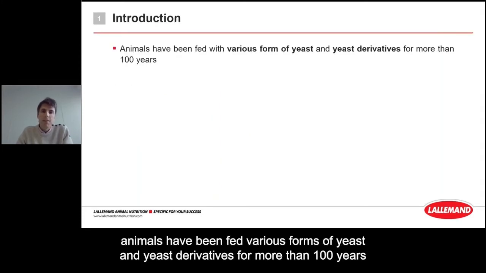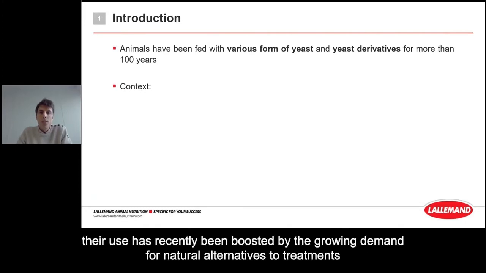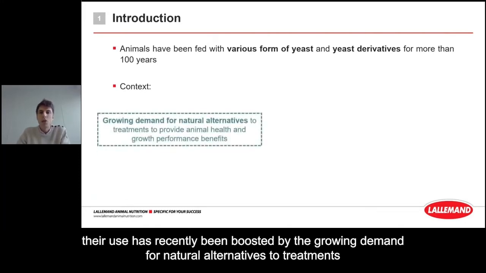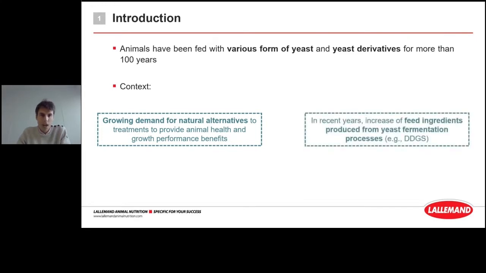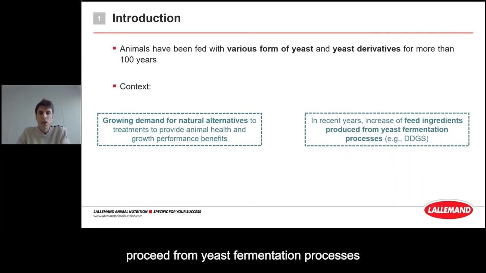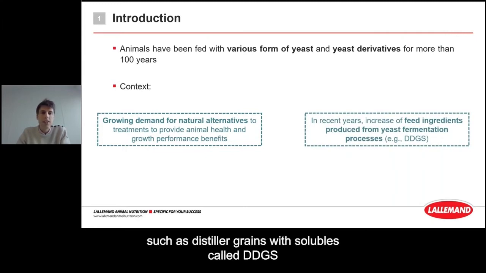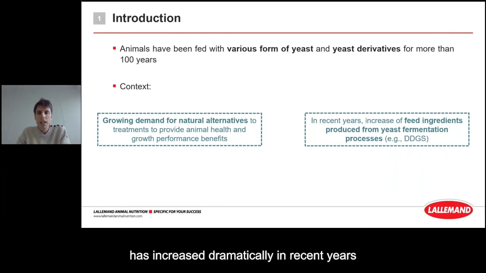Animals have been fed various forms of yeast and yeast derivatives for more than 100 years. Their use has recently been boosted by the growing demand for natural alternatives to treatments to provide animal health and growth performance benefits. In parallel, feed ingredients proceeding from yeast fermentation processes such as distillers dried grains with solubles, called DDGS, have increased dramatically in recent years.